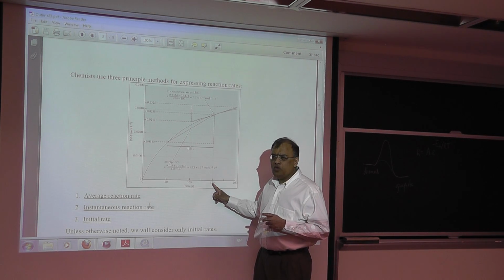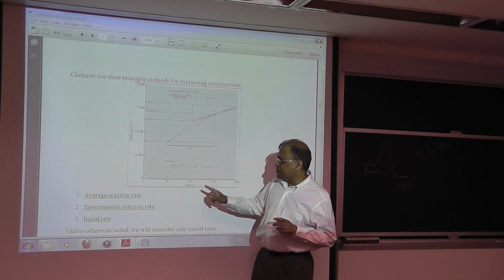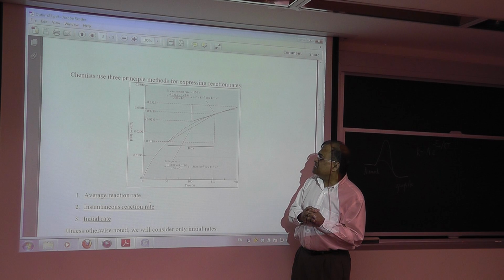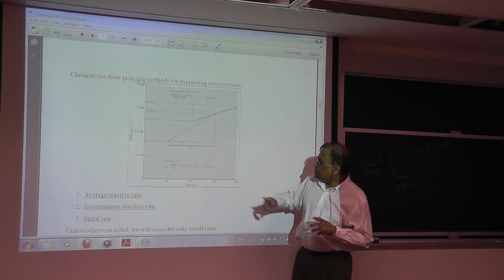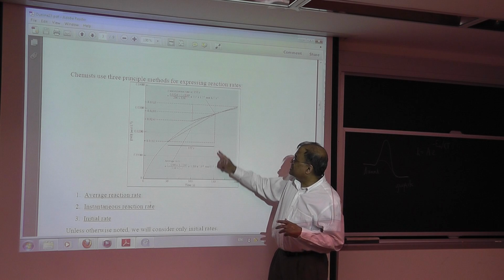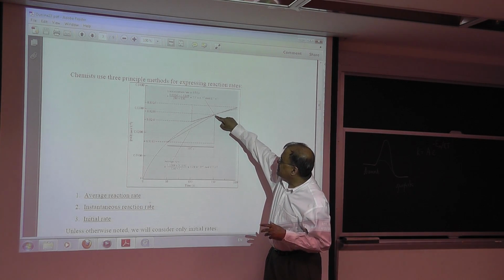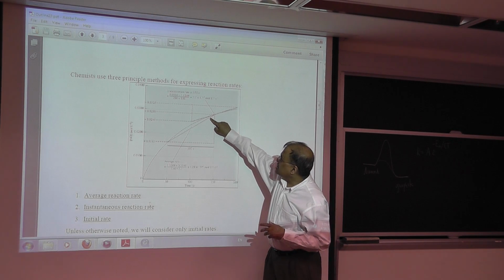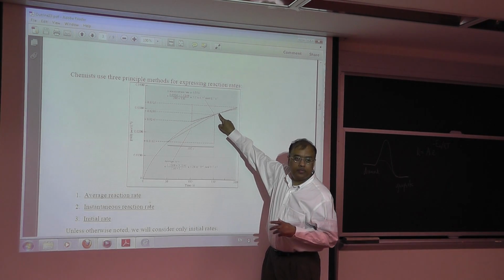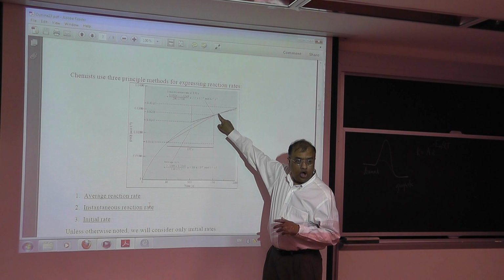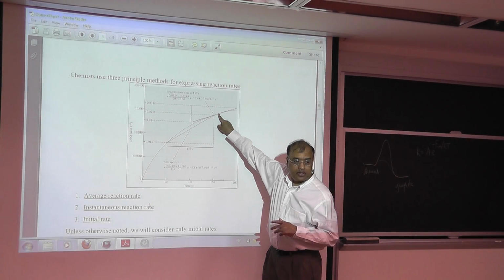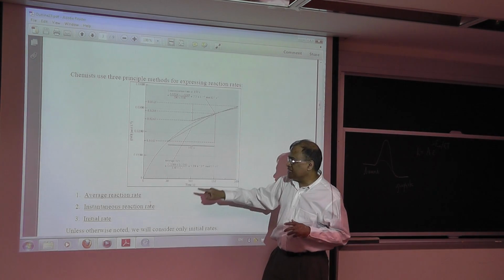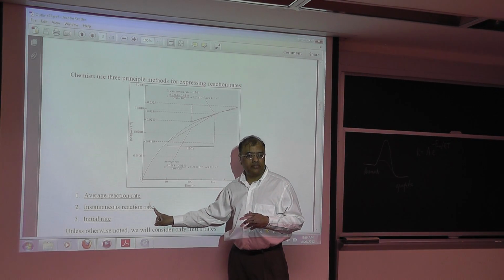Quite often, we are not interested in average reaction rates, we're interested in instantaneous reaction rates. So if we are interested in the instantaneous reaction rate at time t equals 150, we take this curve here, and what do we do? Draw a tangent, and the slope of that tangent gives you the instantaneous reaction rate.